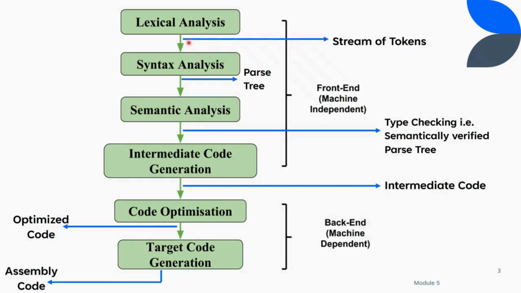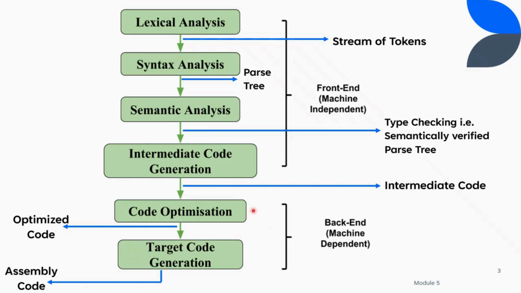Lexical analysis is responsible for generating a stream of tokens, which is submitted as an input to syntax analysis. Syntax analysis is responsible for generating the parse tree. The semantic analyzer is responsible for generating a semantically verified parse tree. Intermediate code generation is responsible for generating intermediate code. Till this much we have already completed in our previous videos.